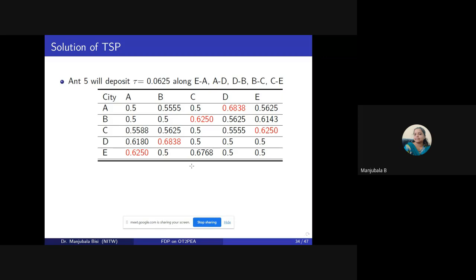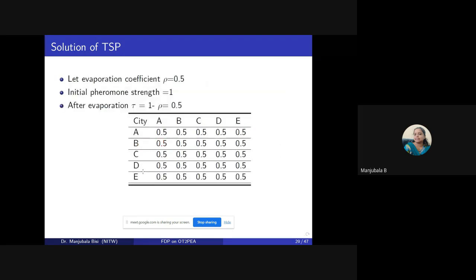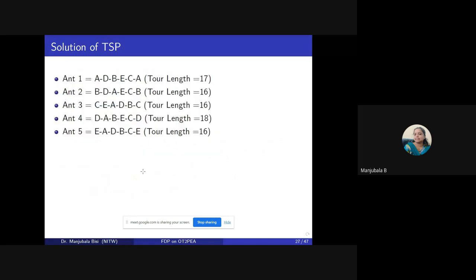Next, you have to repeat the same procedure. In the next iteration there are different variations. In the next iteration, you can change the placement of the ants on the nodes also. You have to repeat the procedure until your termination criteria is reached. After termination, you have to take the best solution, that is the tour having the minimum length. After a certain number of iterations, you may get this type of solution.